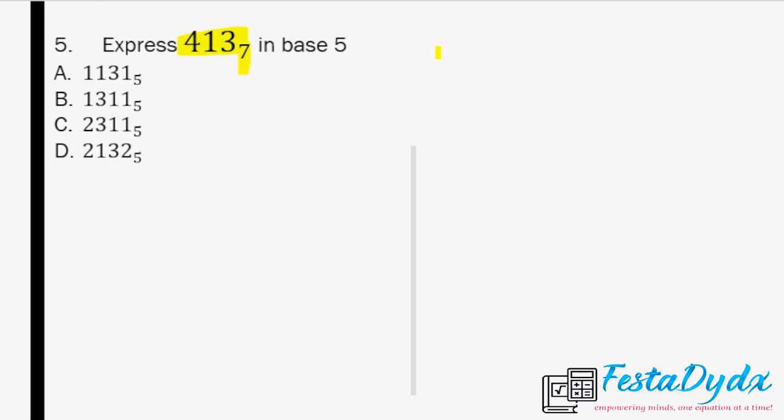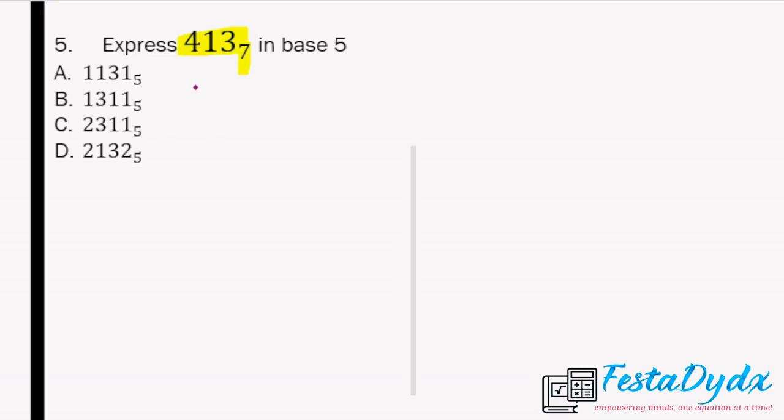Now, converting from a base 7 to another base which is not base 10, the first thing we have to do is to change this base 7 to base 10. After we've gotten our answer in base 10, we can now convert from base 10 to base 5. We cannot directly convert from base 7 to base 5. It's not possible. So the first thing we have to do here is to convert to base 10.